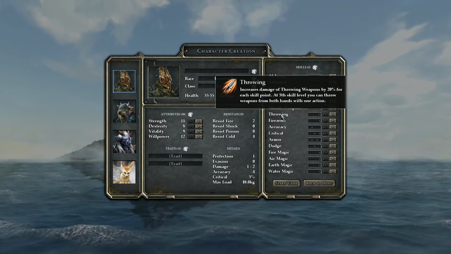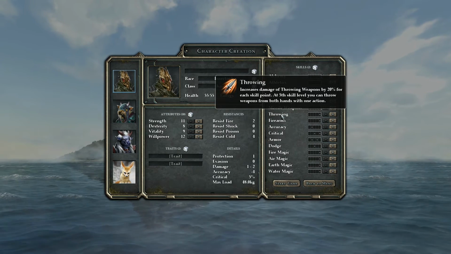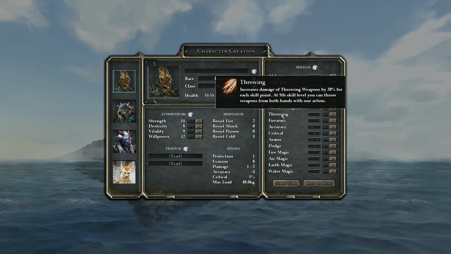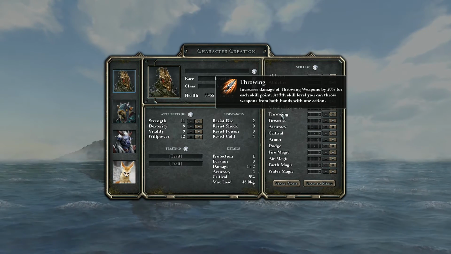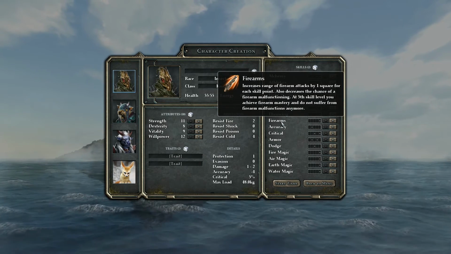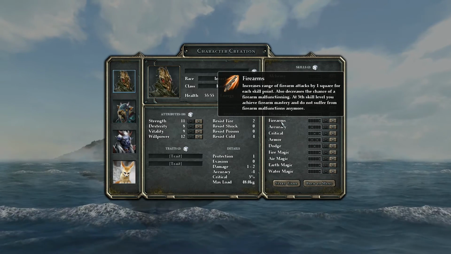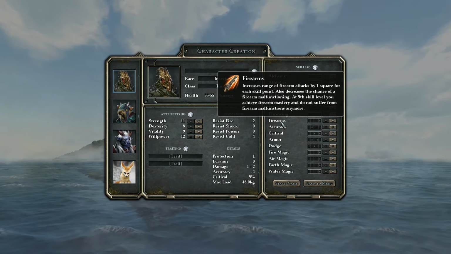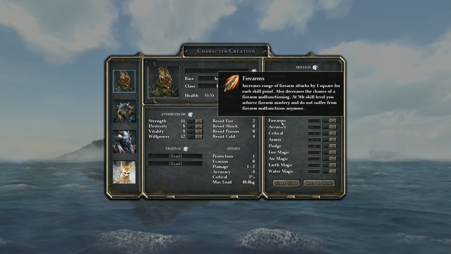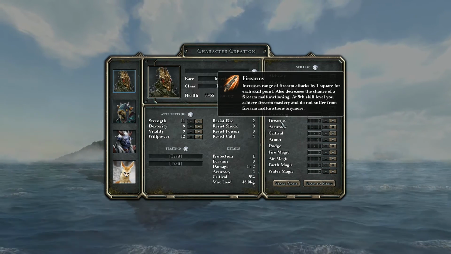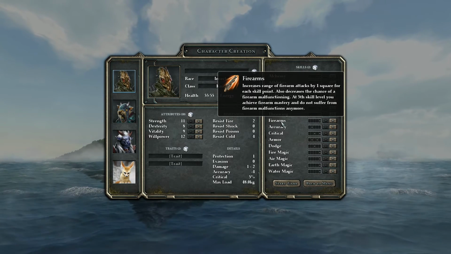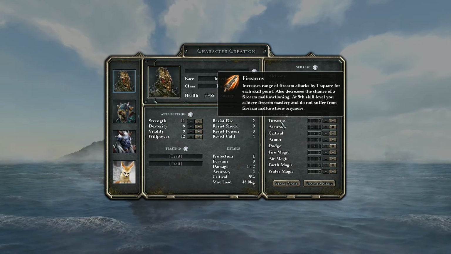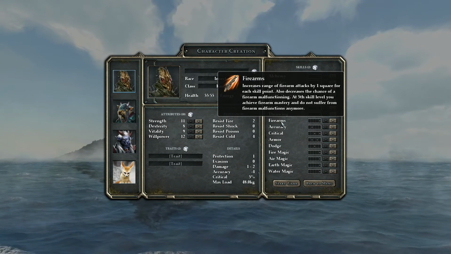Throwing increases damage of throwing weapons by 20% for each skill point. At 5th level, you can throw weapons from both hands with one action. Firearms increases range of firearm attacks by 1 square for each skill point. Also decreases the chances of firearms malfunctioning. At 5th skill level, you achieve firearm mastery and do not suffer from firearm malfunctions anymore.